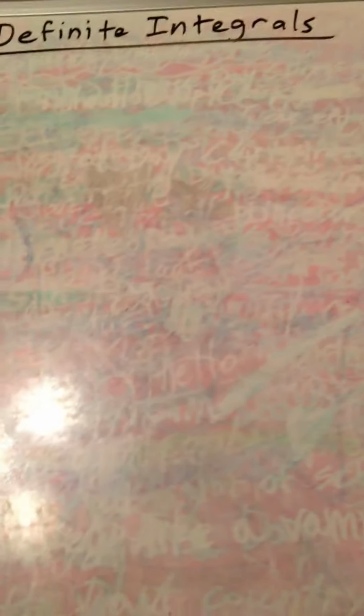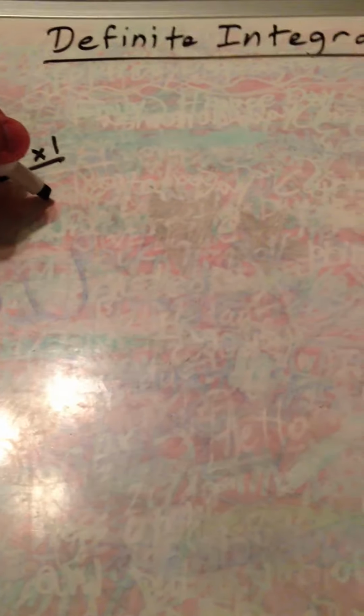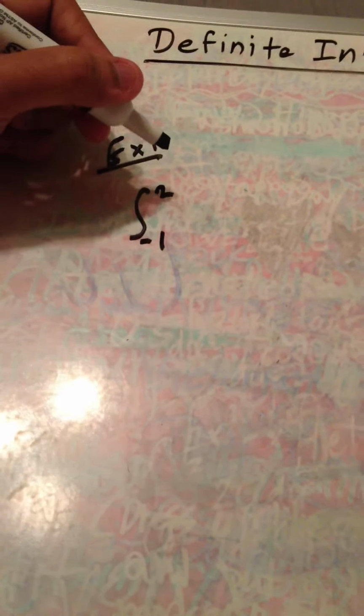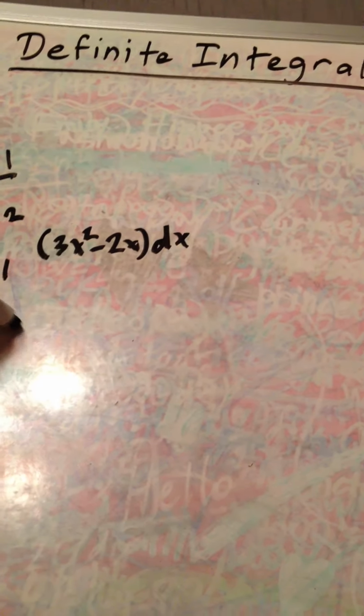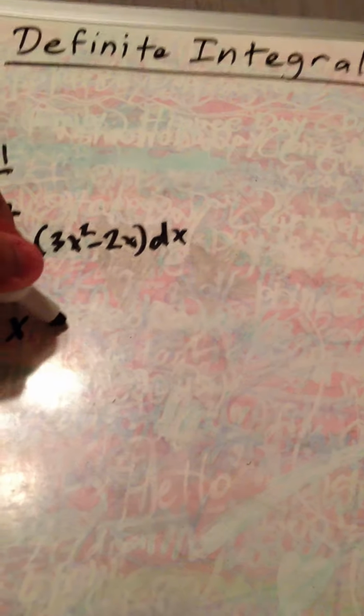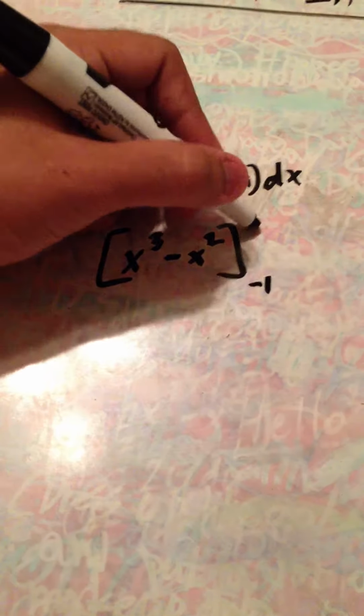So here's example 1. Now this is a nice and simple one, just to get acclimated to what will go on. So an integral from -1 to 2 of 3x squared minus 2x dx. Now all we do is first we anti-differentiate this normally. So once we anti-differentiate, we find it's x cubed minus x squared.